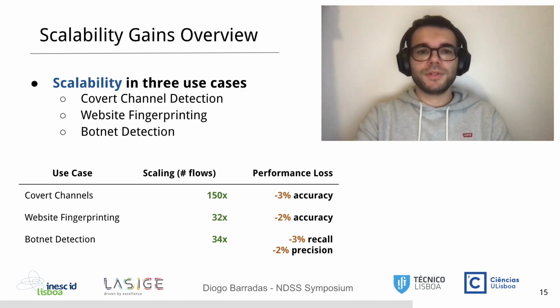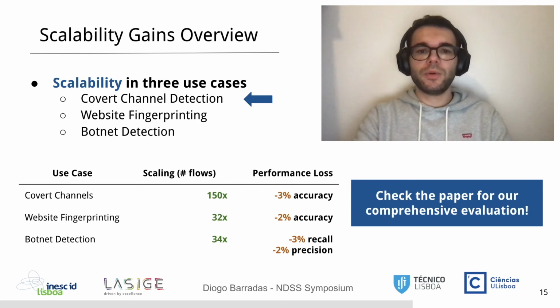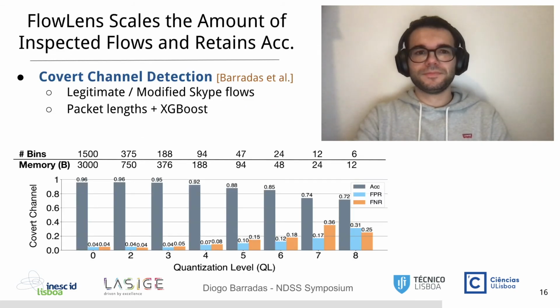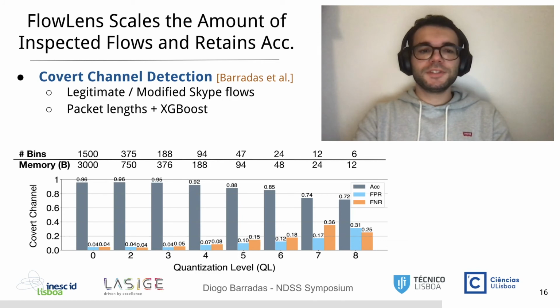In the interest of time in this presentation, I'm just going to detail how we actually reach this scaling for the covert channel detection use case, but I invite you to check our paper for a more comprehensive evaluation. This plot shows how the accuracy of the covert channel detection task is actually impacted as we increase the quantization level when generating flow markers. In this table, we can also see that the higher quantization level that we have, the less memory is needed to actually represent the packet distribution for a particular flow.